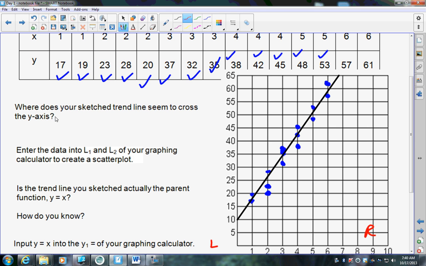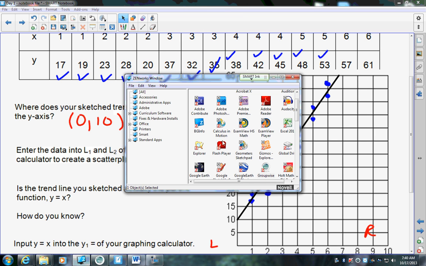On mine, it says, where does your sketch trend line seem to cross the y-axis? For me, it's (0, 10). It should be somewhere near that for you. So now it says to enter the data into L1 and L2 of your graphing calculator to create a scatter plot. So now with our calculators, let me get out my handy dandy calculator.